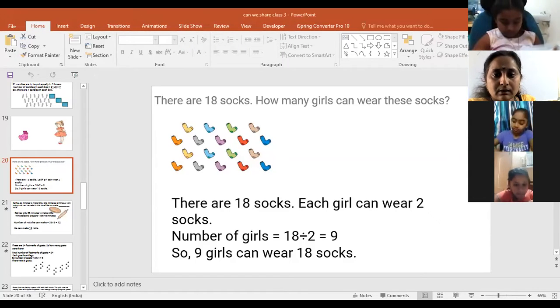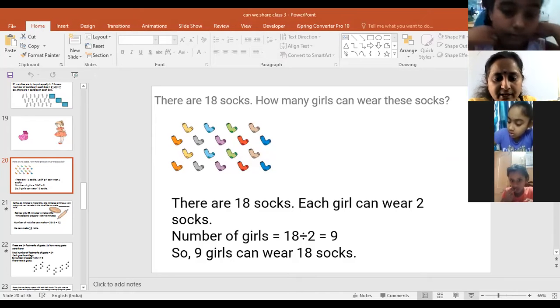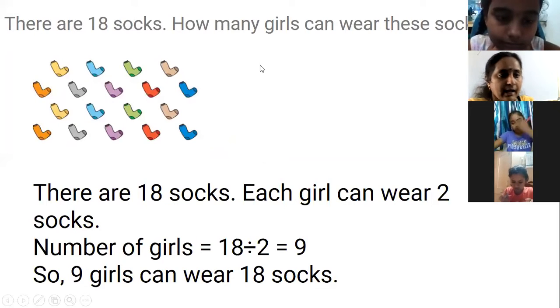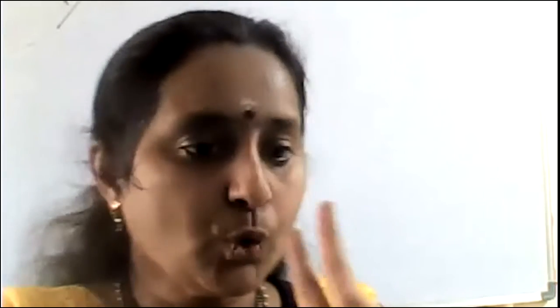There are 18 socks. How many girls can wear these socks? Suppose how many legs do we have? 2 legs. So when you are going to school, how many socks will you wear? 2 socks, ma'am. Just 2 socks you will wear.